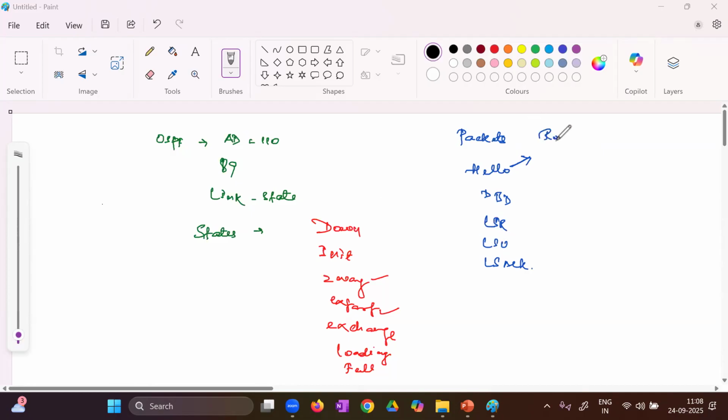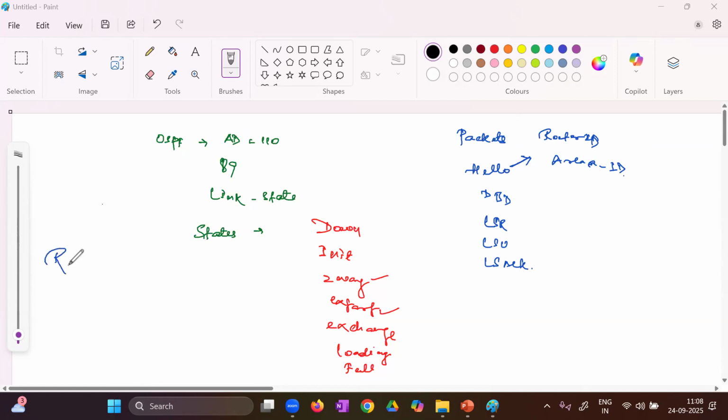When the router sends hello packet messages, what information does it carry? Like router ID information, area ID, network mask, IP addresses, all this information, right? Next. Okay. After this, what did we discuss?